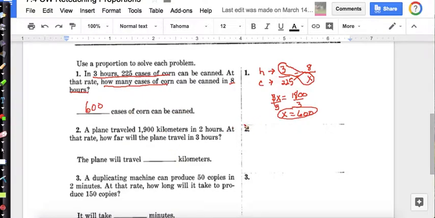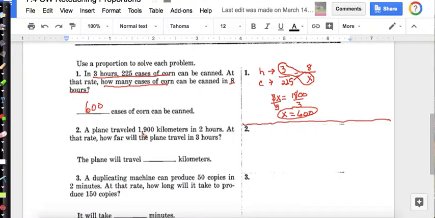Okay, now let me draw a line here. Okay, let's look at number 2. Now, after I do number 2, if you're really comfortable with these, you can pause the video and try 3 and 4 on your own. But just watch number 2, and then if you're comfortable, pause the video for 3 and 4.